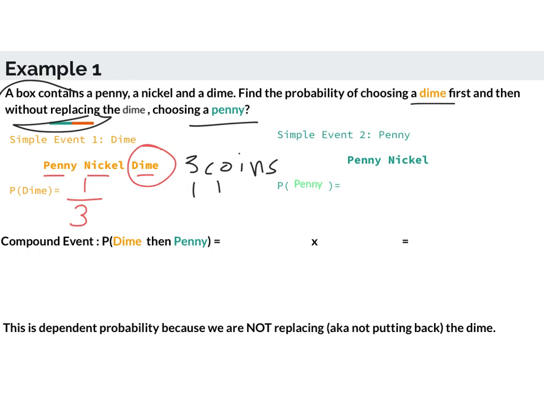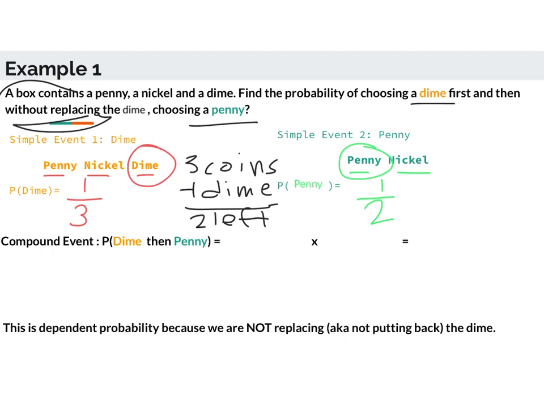I took that dime out and I didn't put it back. So I'm left with 2 coins. So now when I look at the probability of the penny, I only have 2 coins left, so that's going to be my new denominator. And only one of those coins is a penny.